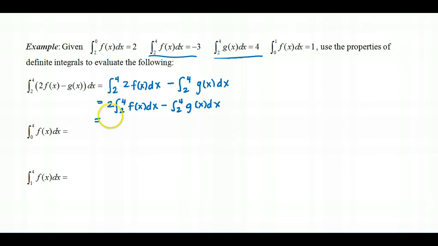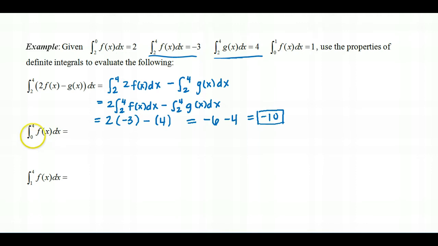And the last thing I'm going to do is substitute in my values and simplify. The integral from 2 to 4 of the function f was negative 3. So 2 times negative 3, minus the integral from 2 to 4 of g, which is positive 4. I'm going to keep working off to the right to make space for the next problem. I'm going to have negative 6 minus 4, or negative 10, as my answer. So now let's look at the next example.